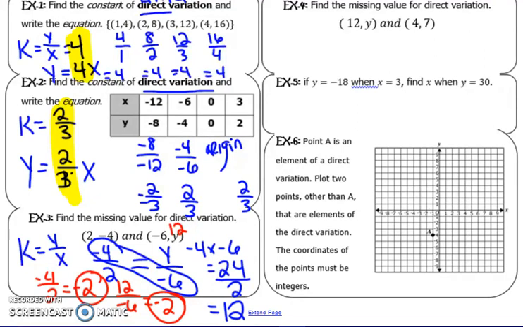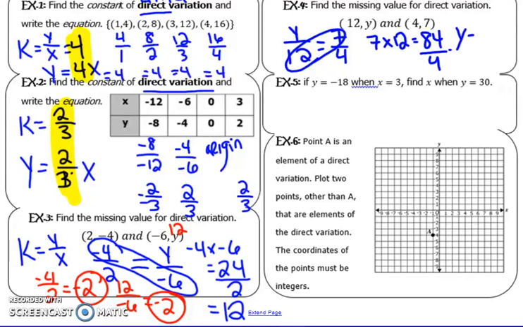Again, in example 4, we're going to set up our 2 points. We have y over 12 is equal to 7 over 4. So again, cross multiply, we're going to do 7 times 12, which is equal to 84, divide it by 4, and we get y is equal to 21.